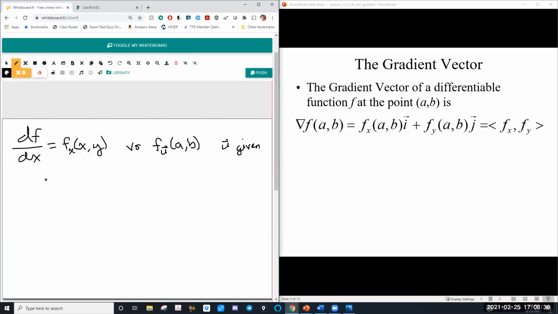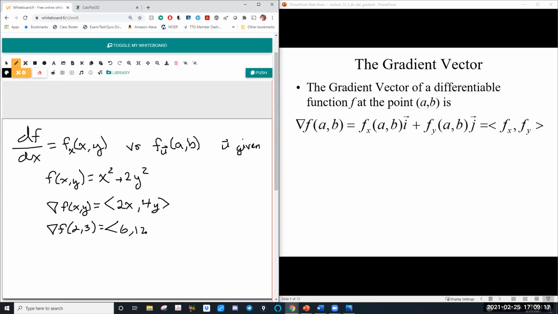So for that function that I had earlier, f of x y equals x squared plus 2y squared, the gradient of f of xy, we can do it in terms of x and y, which is really cool, is the partial with respect to x, which is 2x, and the partial with respect to y, which is 4y. And there's our gradient. That's how quick it is. And now if we want the gradient at a point, maybe 2, 3, we just plug those in for x and y. So 6, 12.